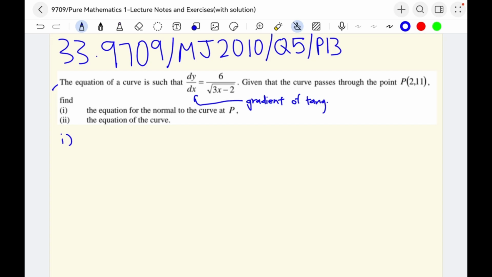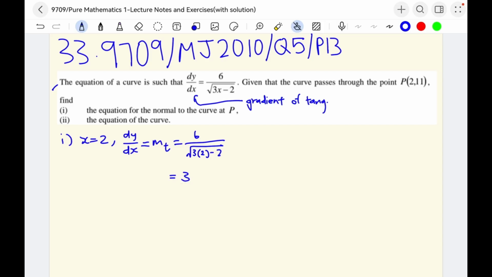And we want to find the equation of the normal. So first thing first, substitute the boundary points. Get the x coordinate from P, which is 2. So substitute the 2 inside the gradient function. dy dx is equal to the gradient of tangent, 6 over square root of 3 times 2 minus 2. It's 6 over 2, which is 3.